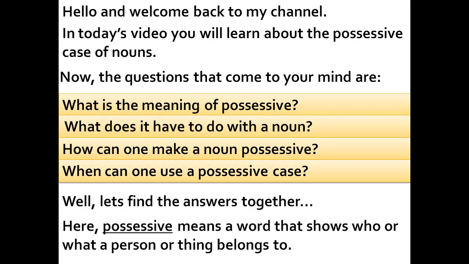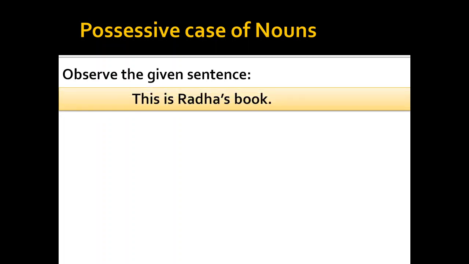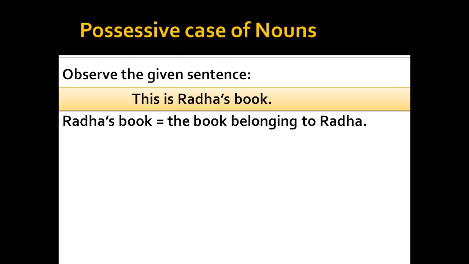Here, possessive means a word that shows who or what a person or thing belongs to. Possessive case of nouns. Observe the given sentence. This is Radha's book. Radha's book is equal to the book belonging to Radha.